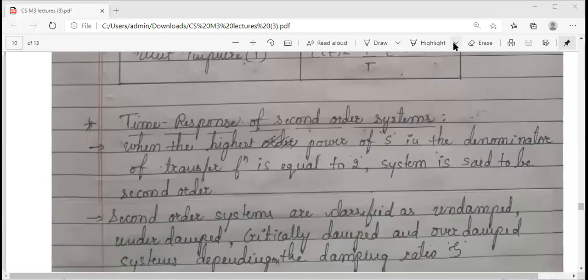In today's session, we will be continuing the discussion on time response. In the previous session, in the last week, we have seen the time response, that is the output of the system, for first order systems. We have taken some of the standard test signals like unit step, ramp, and impulse, and we have seen how the system response is.